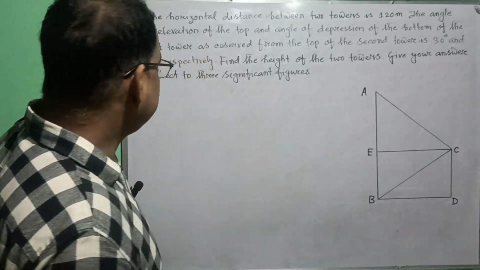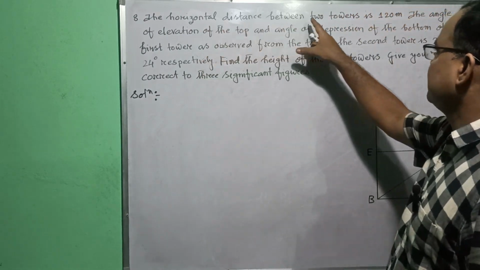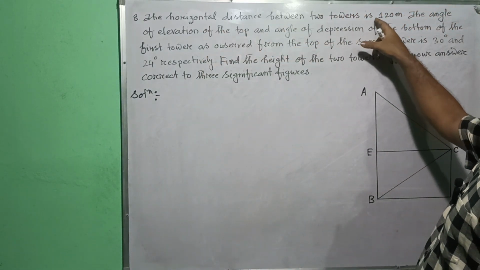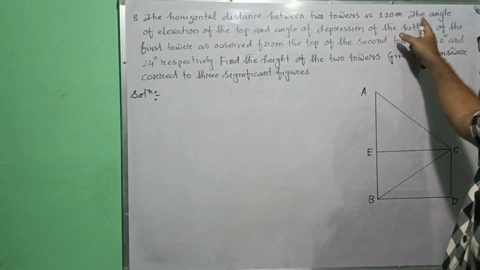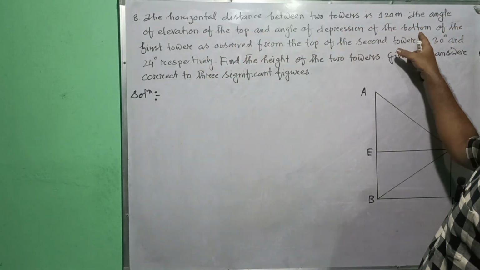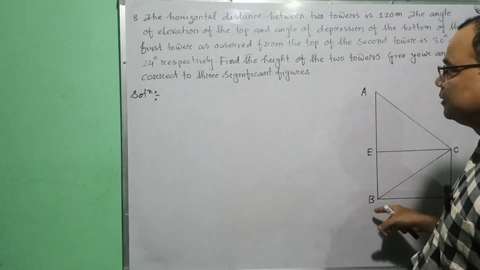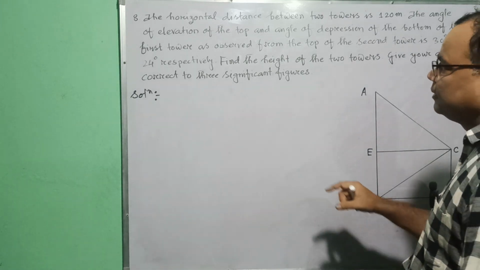Let us start now question number 8. In question number 8, it is given the horizontal distance between two towers is 120 meter. The angle of elevation of the top and angle of depression of the bottom of the first tower. First tower is that one. So the figure is already given in the question.